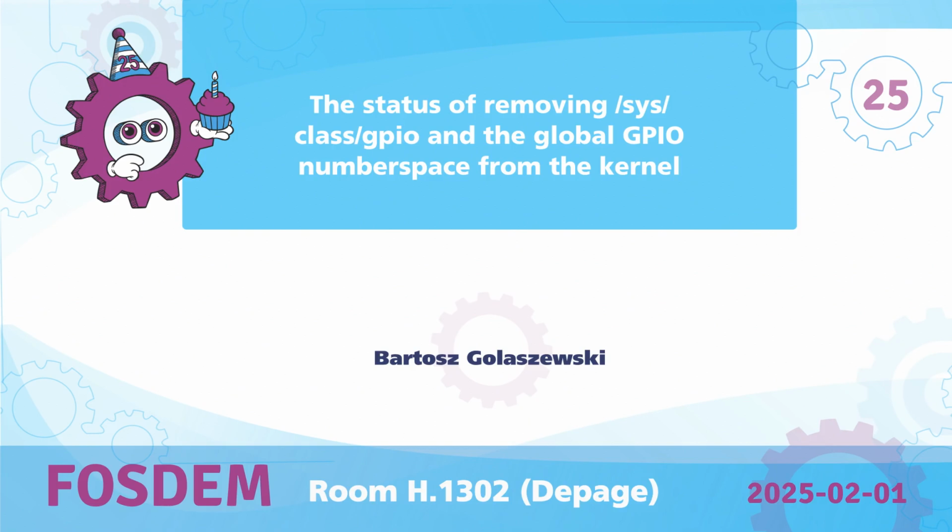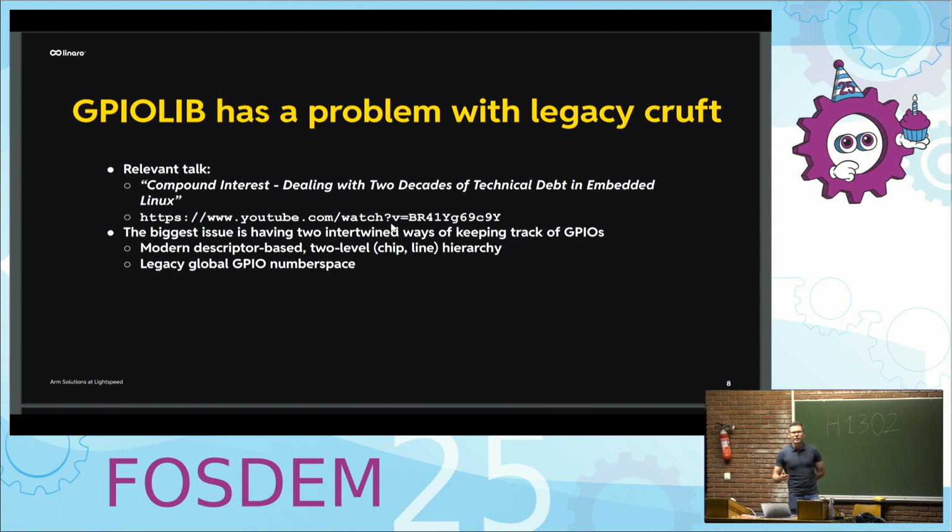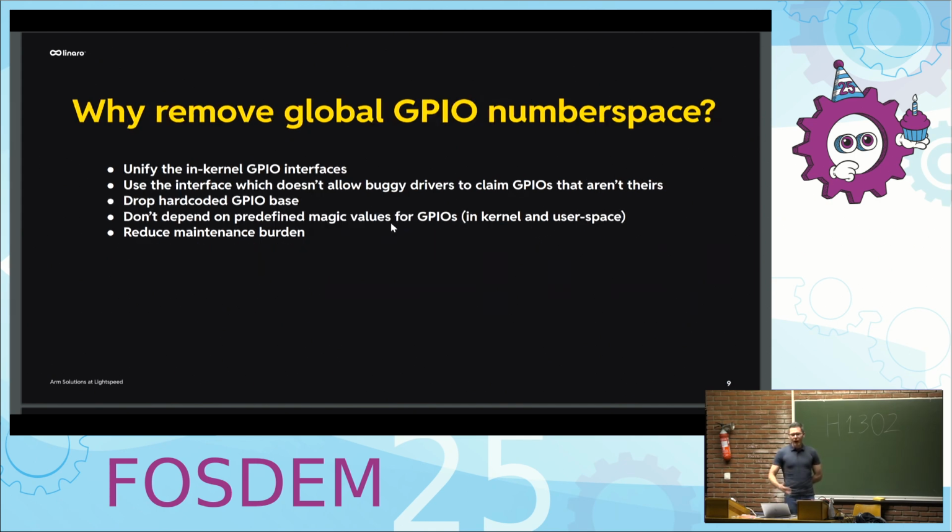So, yeah, as I said, many people have tried to improve it. We have made a lot of advancements recently. We now support, for instance, hot pluggable USB chips, which wasn't the case before. But still, we are stuck with these two interfaces. So why actually would I want to remove the global number space, the legacy interface from the kernel?